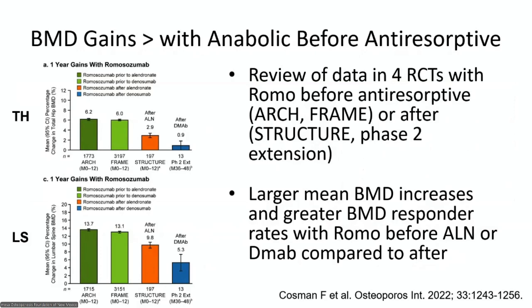We know that the reverse is true, that BMD gains are greater when anabolic is given before antiresorptive. And this is the case here, looking at both the total hip and lumbar spine. Here we have a review of data in 4 randomized controlled trials, looking at romosozumab given before an antiresorptive or after an antiresorptive. And it's very clear that in the ARCH and FRAME studies, giving romosozumab first results in a greater increase in bone density than the reverse order. And this is the case whether we're looking at bone density at the total hip or the lumbar spine.